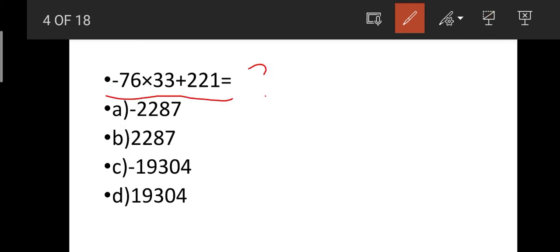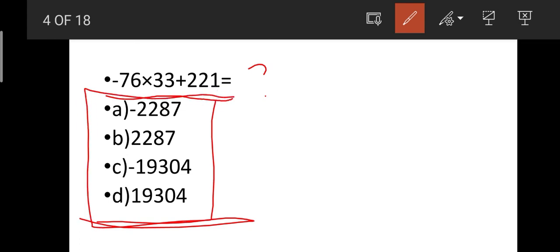Then what should we do? Again, we should go for our option method. We should observe the options and eliminate some of those, and then we can select our answer. If you have observed here, this is 76 into 3. So here the resultant should end with 8, isn't that so? 6 3s are 18.